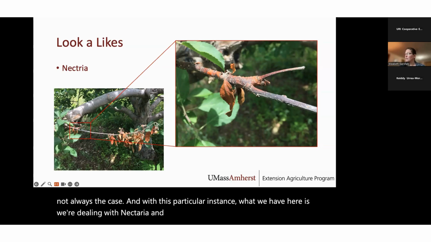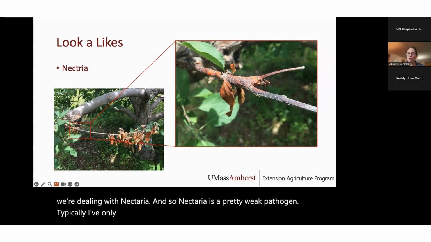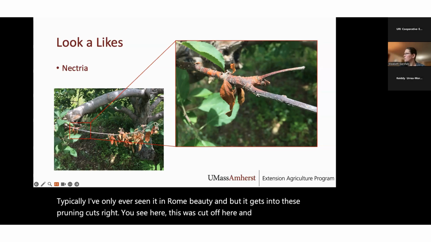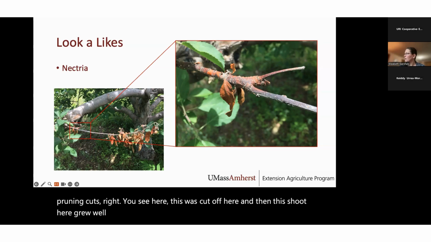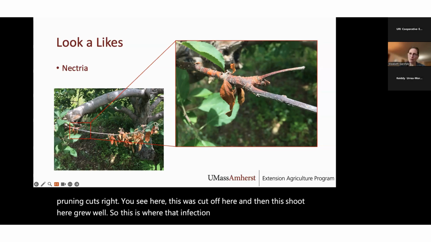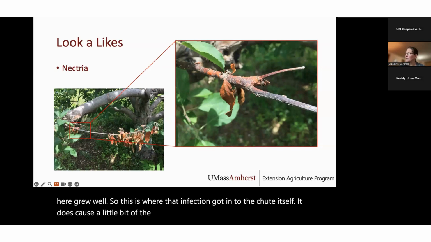Nectria is a pretty weak pathogen. Typically, I've only ever seen it in Rome Beauty. But it gets into these pruning cuts, right? You see here, this was cut off here, and then this shoot here grew. This is where that infection got into the shoot itself. It does cause a little bit of the shepherd's crooking, but that's not because of anything moving through the vasculature.